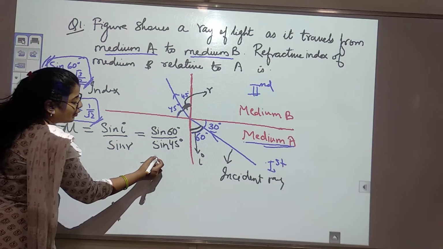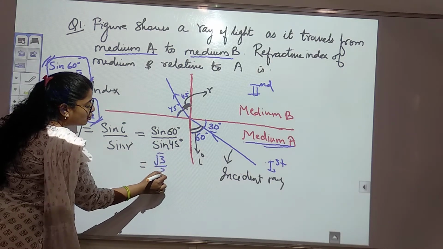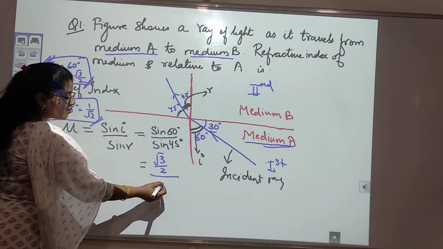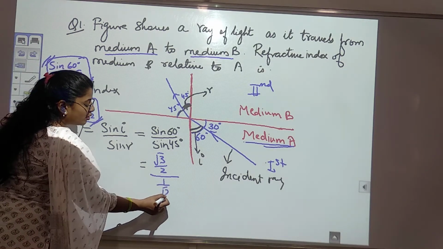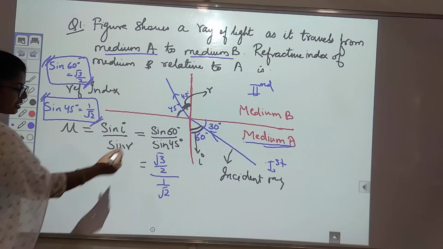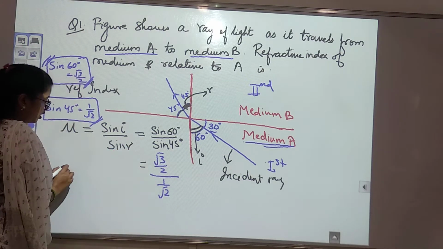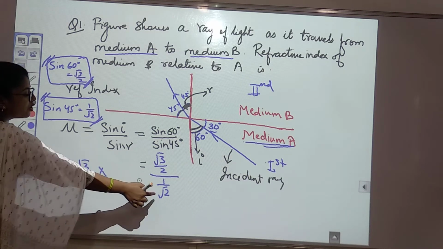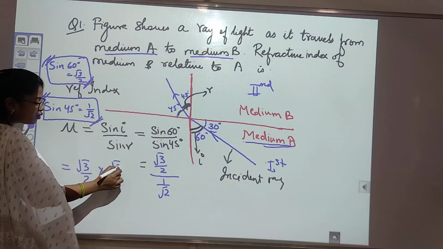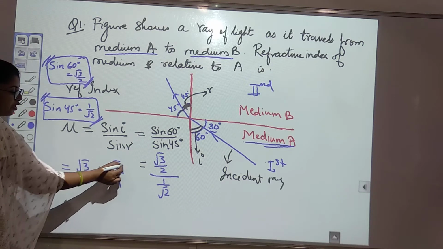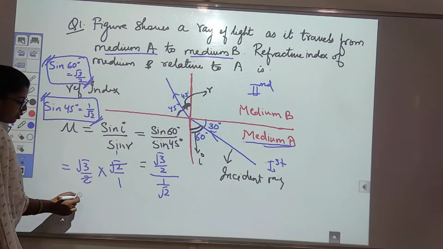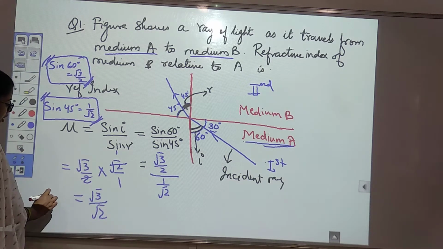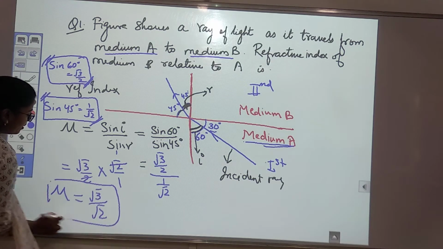So what will be the value of sin 60? √3/2 divided by the value of sin 45 degree, which is 1/√2. Now how will you solve this? When you solve it, this becomes √3/2 into the denominator becomes numerator, √2 divided by 1. √2 and 2 will cancel, so what remains? √3/√2. So this is the value of refractive index of medium B.